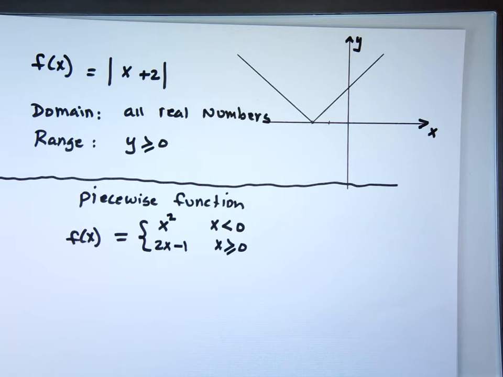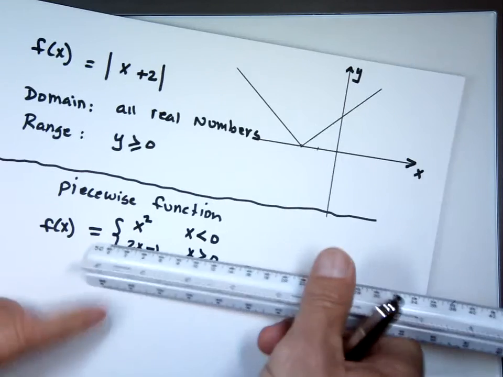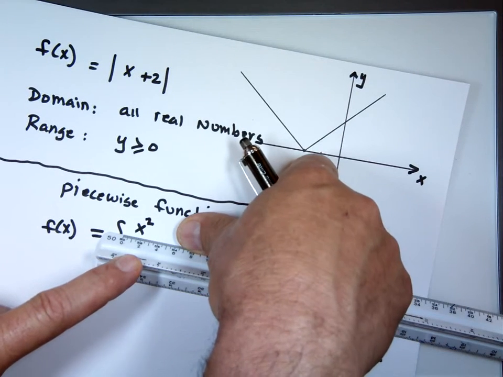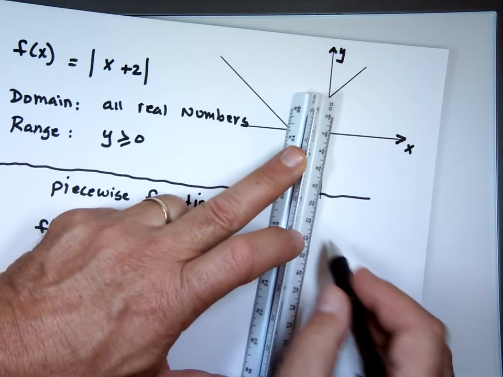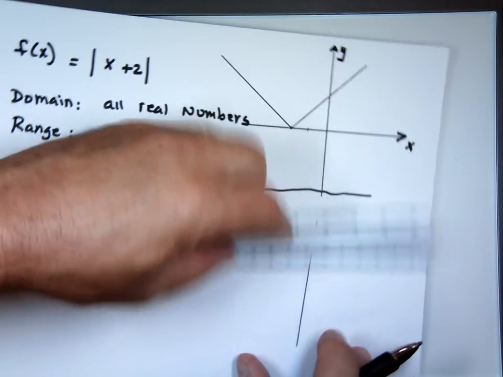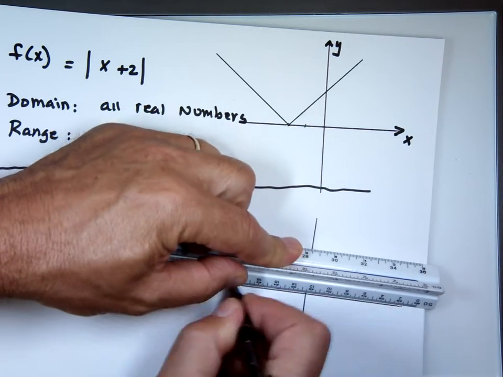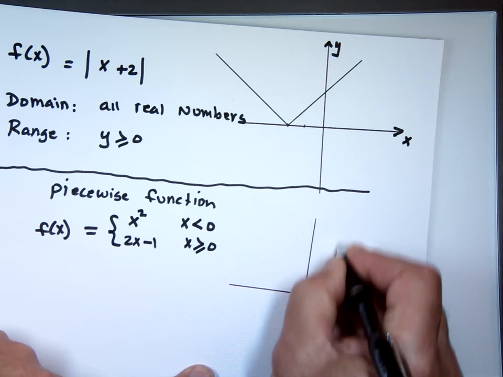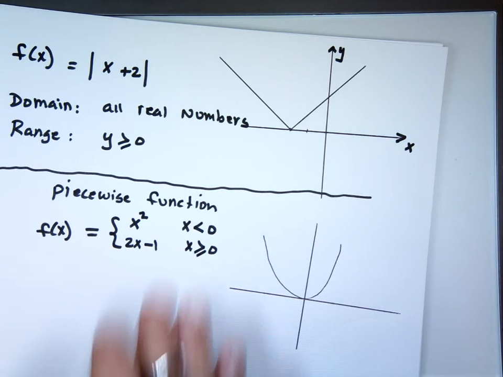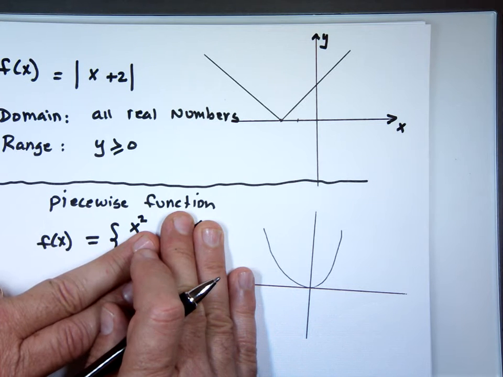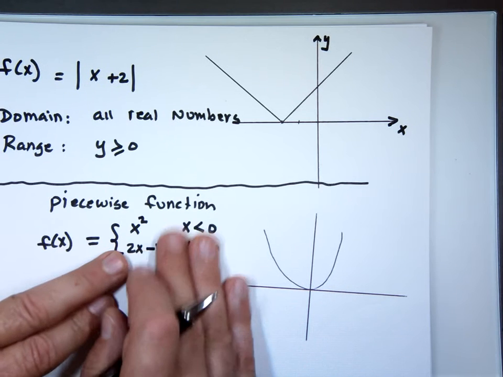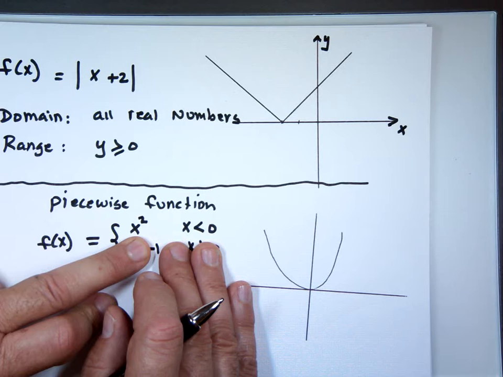So if I graph that, if I didn't have the bottom piece, if the question was just f of x equals x squared, just like that, then my graph would be a parabola, and it will look something like this. But now what they're telling me is you can only use this when x is less than 0. Not even equal to 0, less than 0.